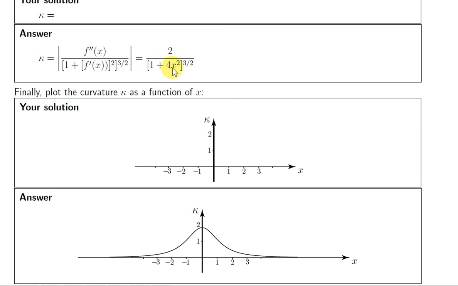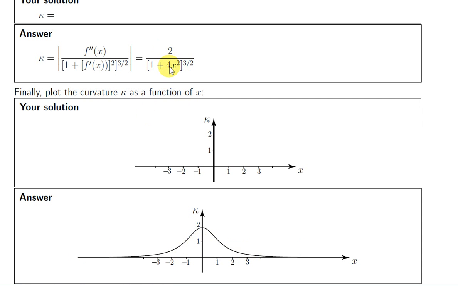Similarly, if x tends towards negative infinity, well, x squared is going to blow up and the denominator will go off to infinity. We see that kappa is going to approach 0. And we see that kappa is positive for all values of x. So the curvature approaches 0 for x tending towards both positive and negative infinity.